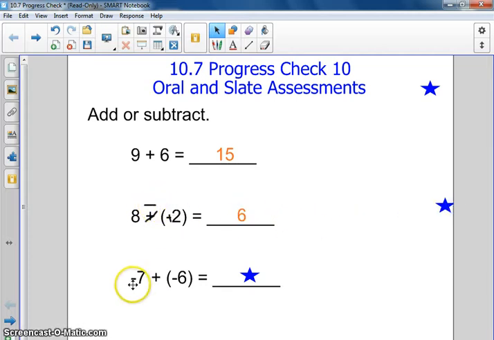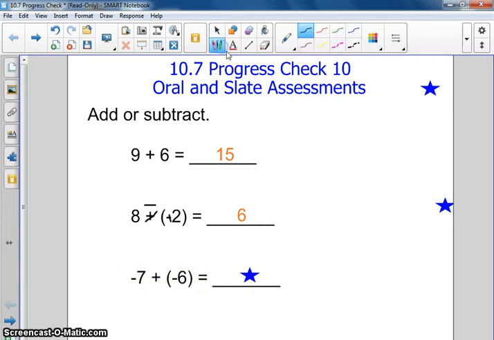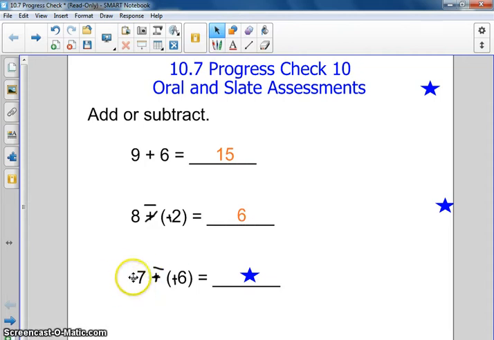Down here we have a negative number added to a negative number. So, once again, we're just going to make that a negative sign, then make that a positive sign. And which number is our bigger number? Well, the 7 right here. And is that a positive or a negative? It is a negative. So our answer, then, we know is going to be negative as well. So negative 7 minus 6.